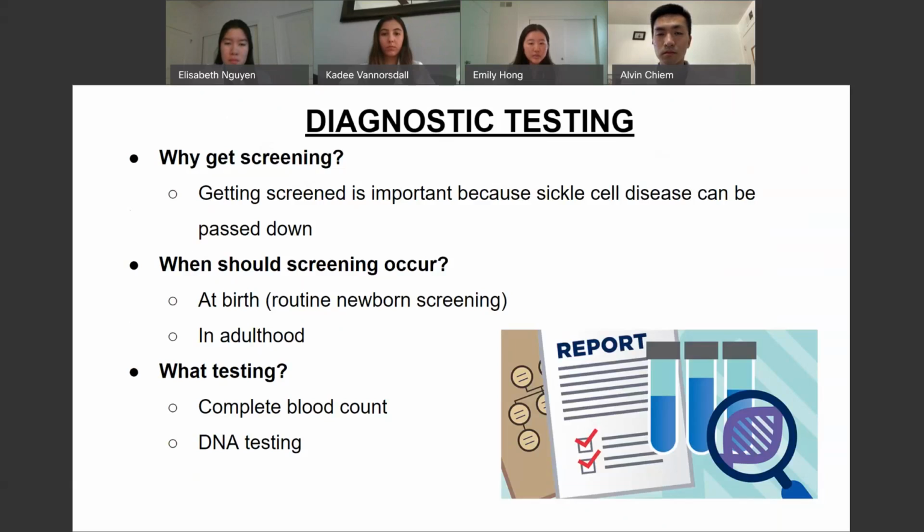The best test to tell whether you or your child is at risk for having sickle cell disease is a complete blood count test, which screens for anemia, which is a condition that occurs when not enough oxygen is delivered to the cells of the body due to presence of abnormal hemoglobin. Furthermore, DNA testing may be used to find out the type of hemoglobin present in a person's blood.